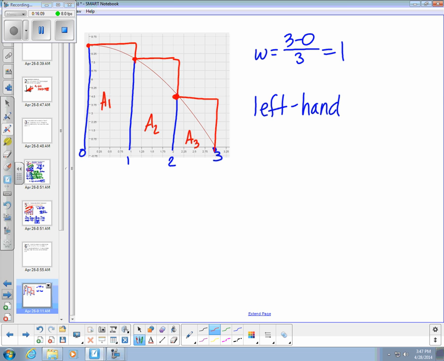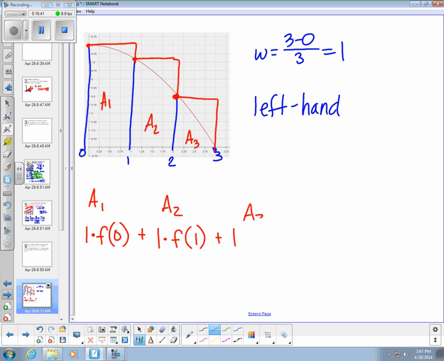Now we need to find the area for each rectangle. And notice this time this is an overestimate. My rectangles go above the curve, so I'm getting too much area. So for the first rectangle, my width is 1, and my height, or my length, is going to be the y value when x is 0. For the second rectangle, my width is still 1. My height is the y value when x is 1.